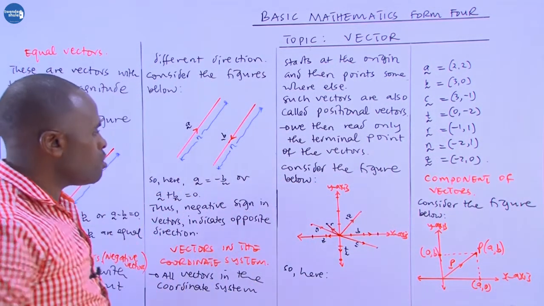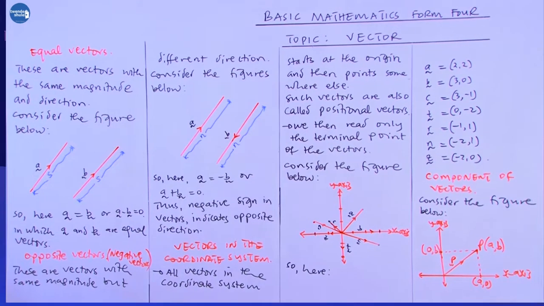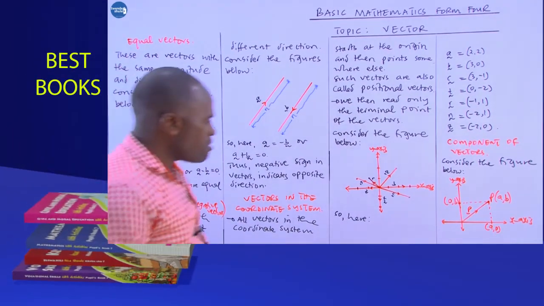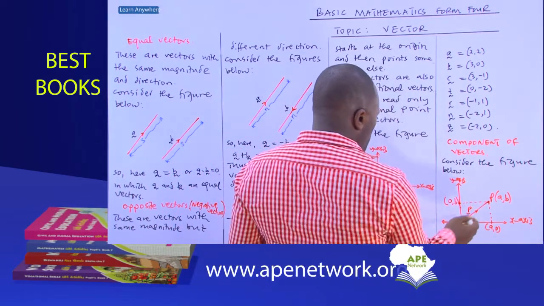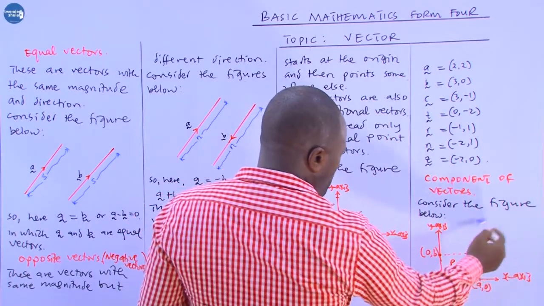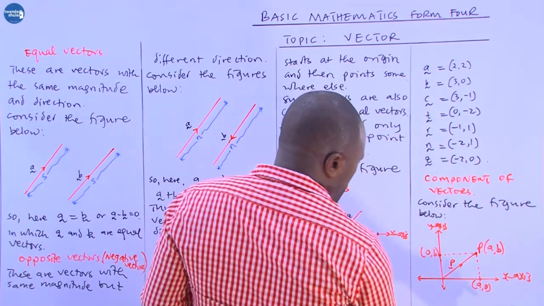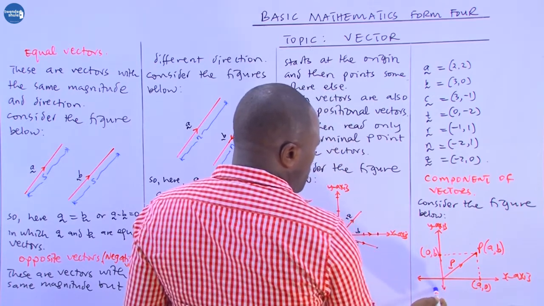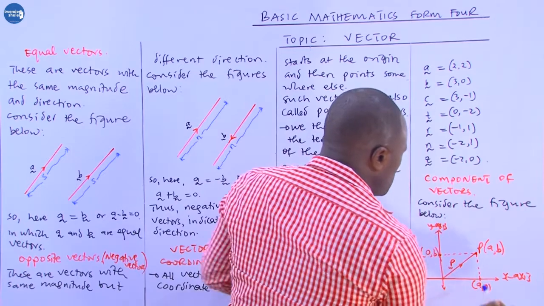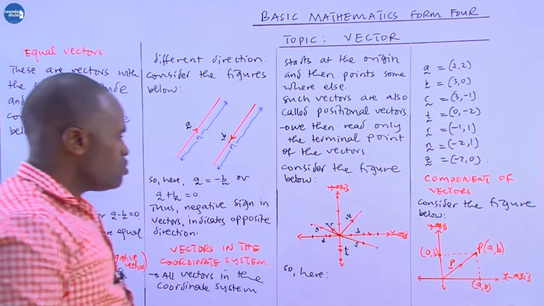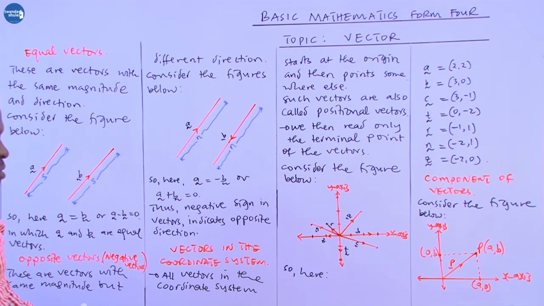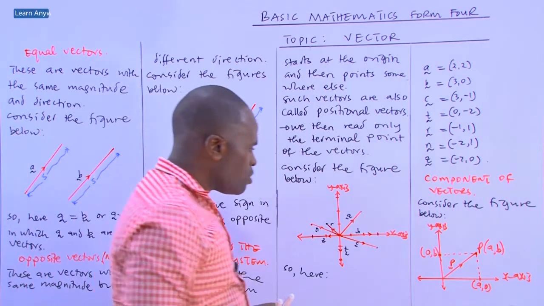Now there is a concept of components of vectors. Let's consider one vector P, which is (A, B). But to get this position of vector P, there is the horizontal part, which is (A, 0), and there is the vertical part, which is (0, B). And then, coming together, this is when you get this vector P. So we say any vector is the result of the sum of a horizontal component and a vertical component.